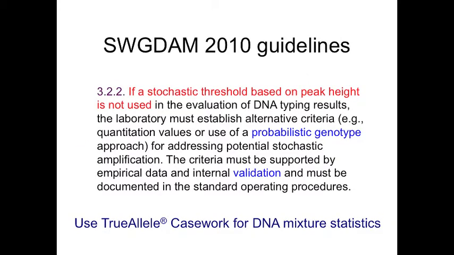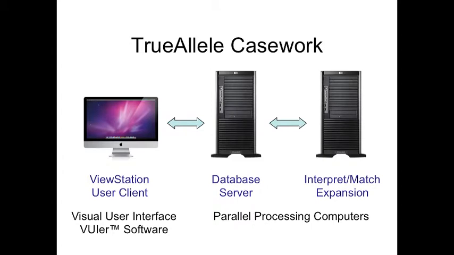The SWGDAM guidelines, though, did have another paragraph in them, paragraph 3.2.2, which said that if you're not using stochastic thresholds, there's a way out. You can use a computer instead, a validated computer that figures out the probabilities of genotypes. And that's in the language. And so Virginia opted to use TrueAllele Casework for their DNA mixture statistics as a way of computing this on the same data. This is what the system looks like.